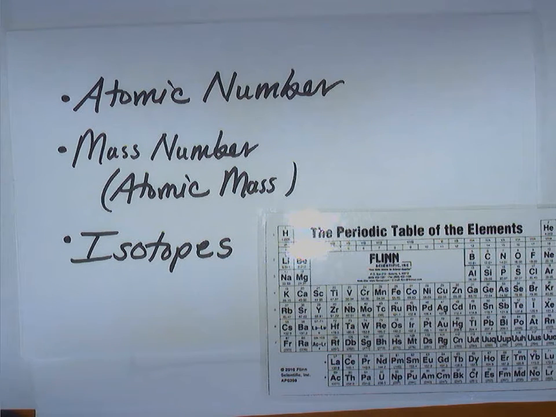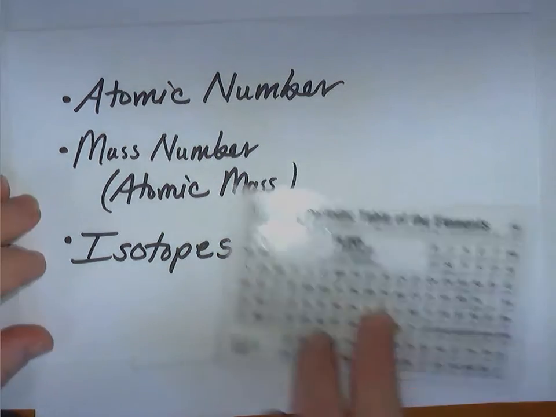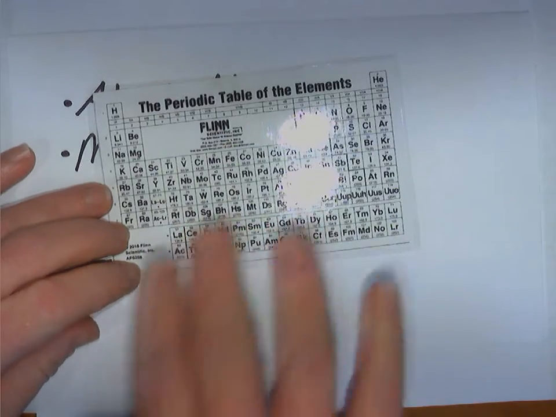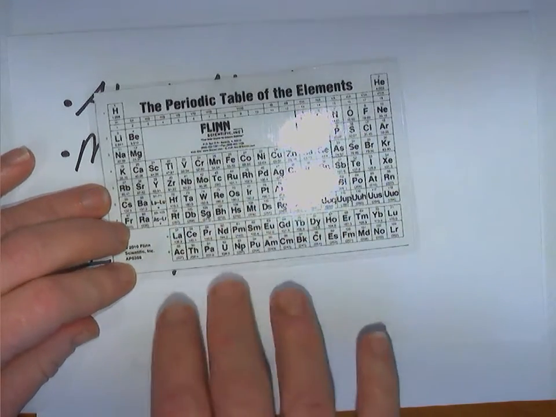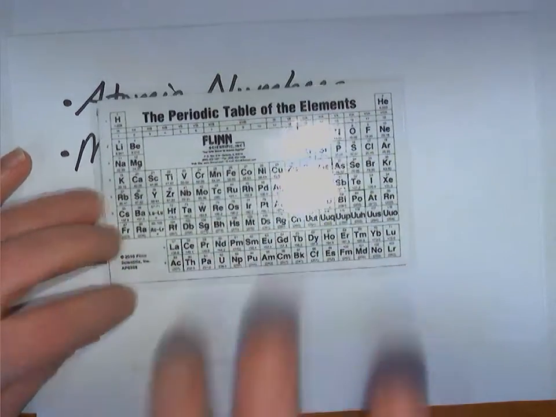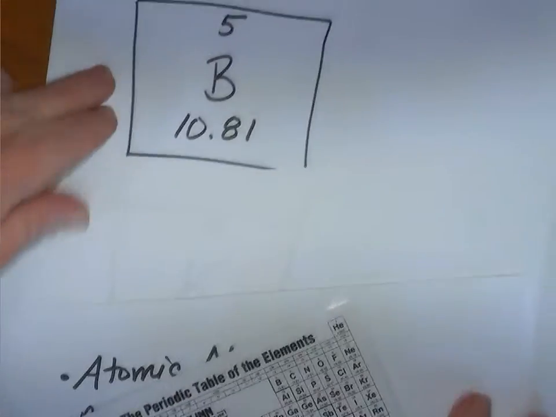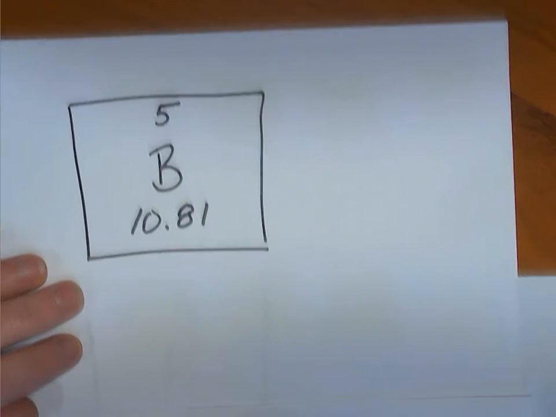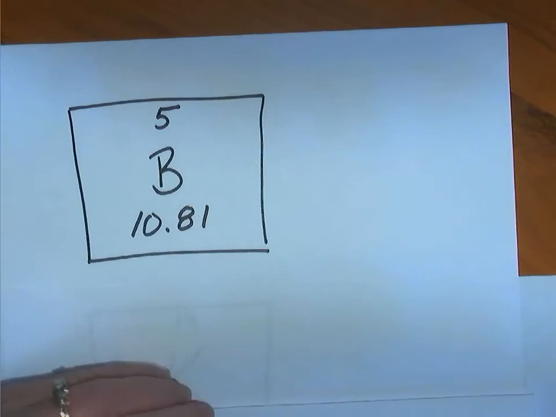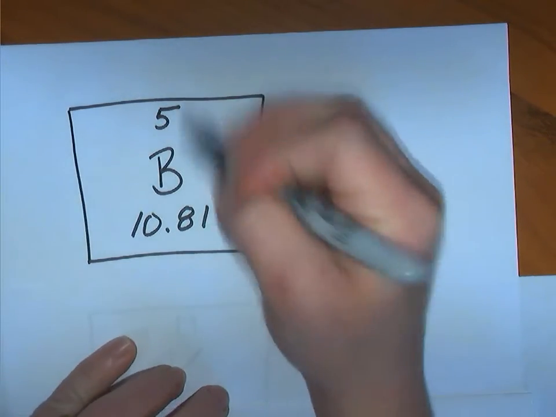This video will discuss atomic number, mass number, and isotopes. So what makes one element different from any other element? What gives an element its identity? Well, if we focus on boron, for example, boron's element box has two numbers.